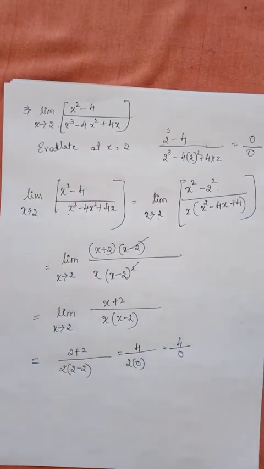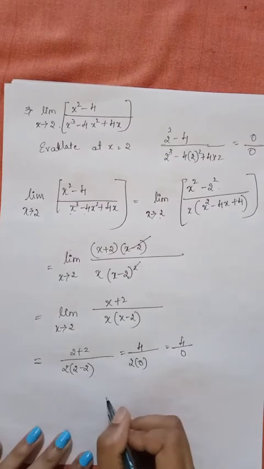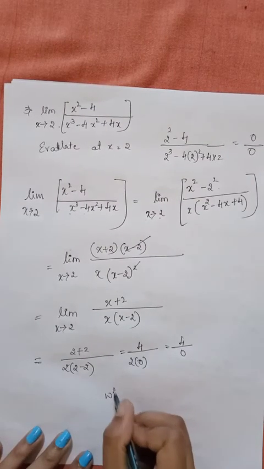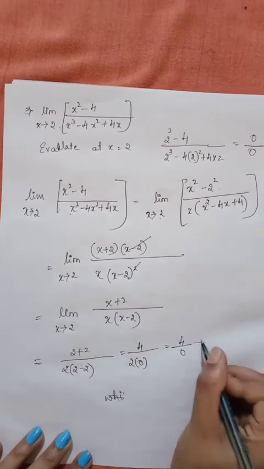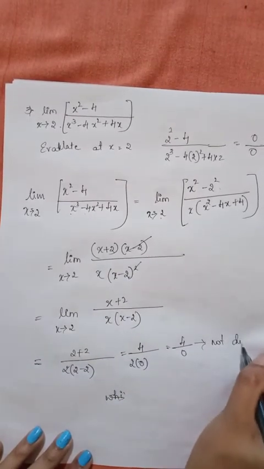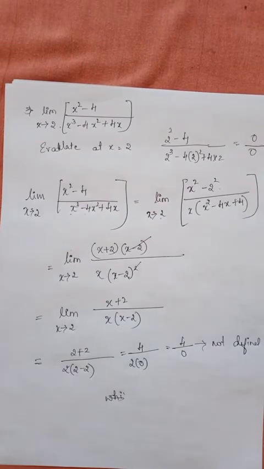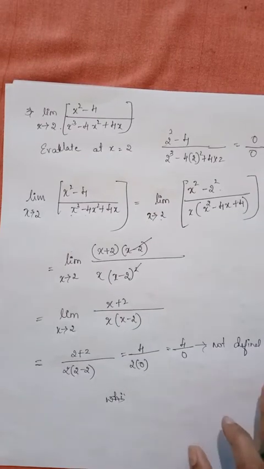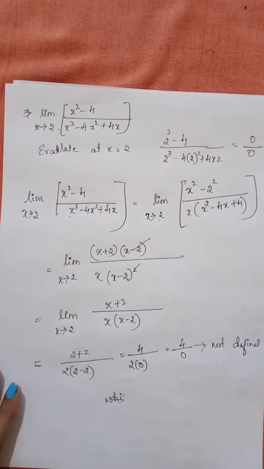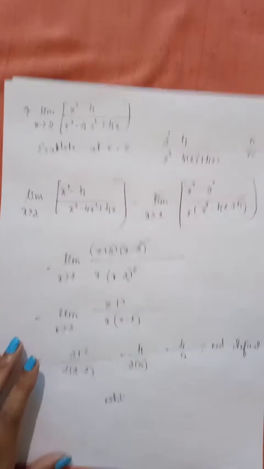Can you divide any number by 0? Is it a well-defined form? No. So what does that mean? The limit is not defined, you will write. Limit is not defined because anything by 0 is a not defined form. So what you will write? Limit is not defined. So this is how you will simplify. Further, we'll go to a few more questions.